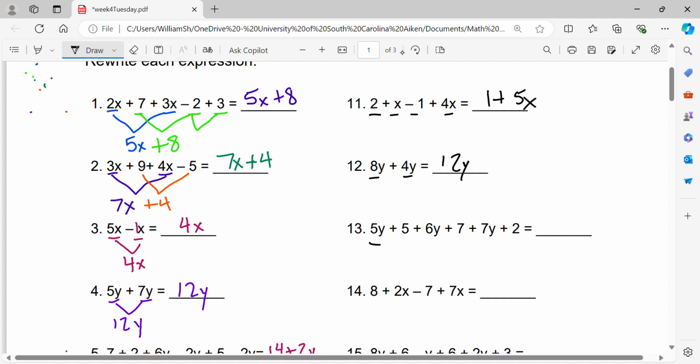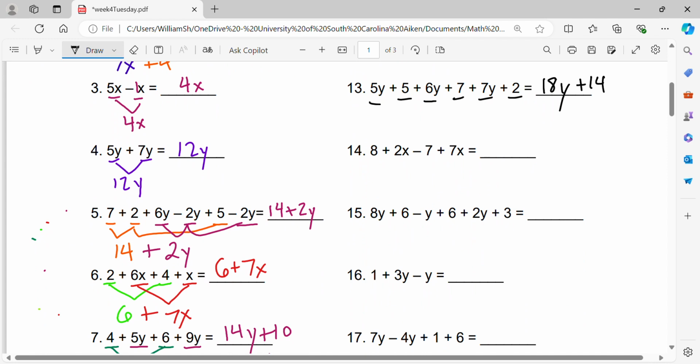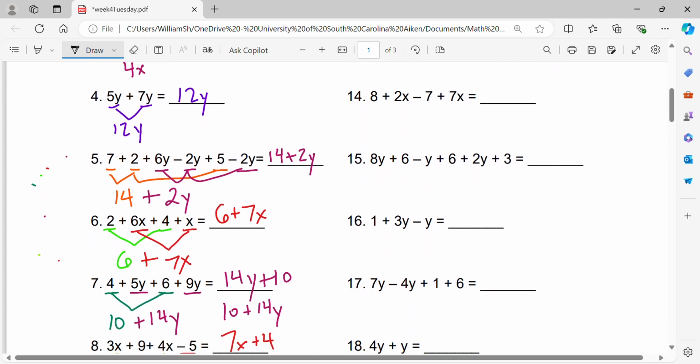Okay, let's combine the y terms first. 5y plus 6y is 11y plus 7y is 18y. 5 plus 7 is 12 plus 2 is 14. Okay, see why it's good to be confident in your addition and subtraction skills, and we'll get to the multiplication soon too. You need to be able to do addition and subtraction like you've been doing it since the 1st and 2nd grade, because you have been doing it since the 1st and 2nd grade.